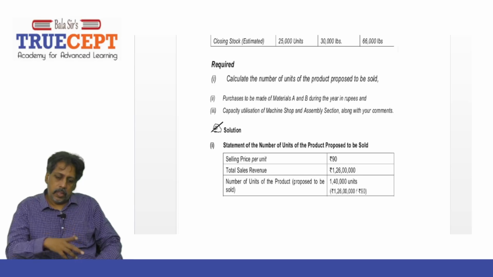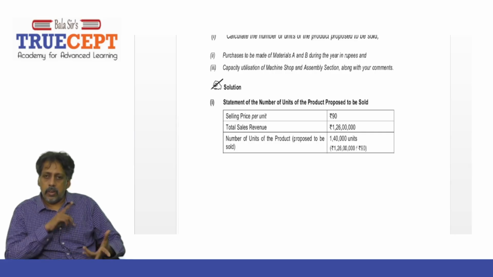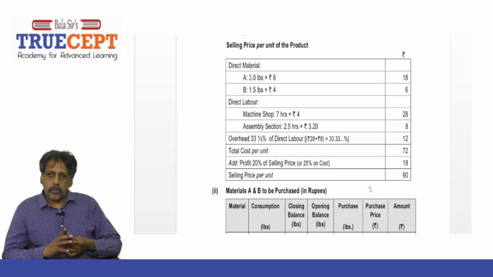Fine. So first they made the statement of number of units proposed to be sold. Selling price per unit is rupees 90. No, first you have to read the working note for the 90. So direct material, it is A 3 lbs into 6 rupees and B 1.5 lbs into 4 rupees.